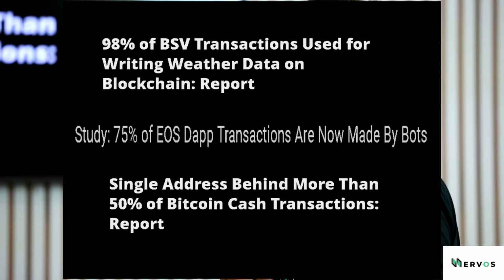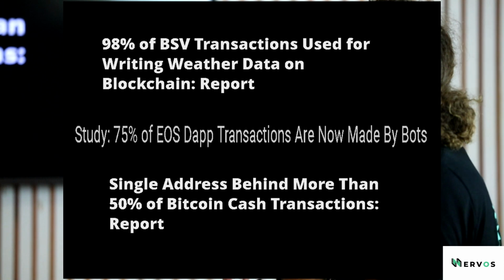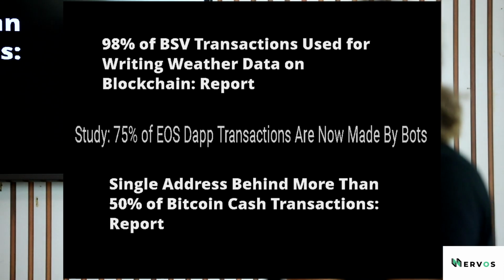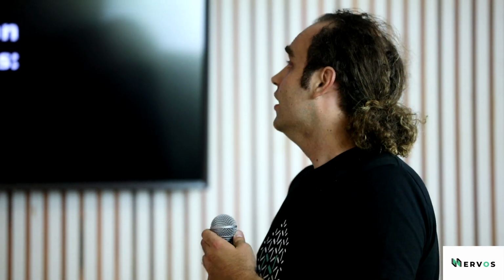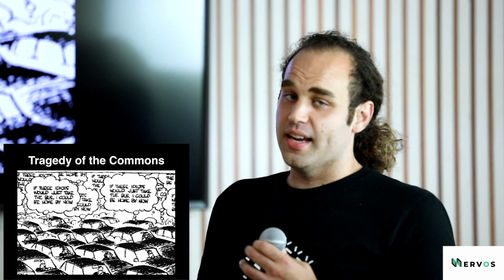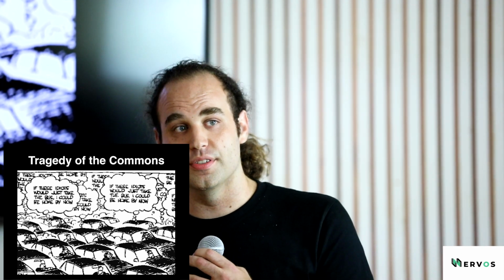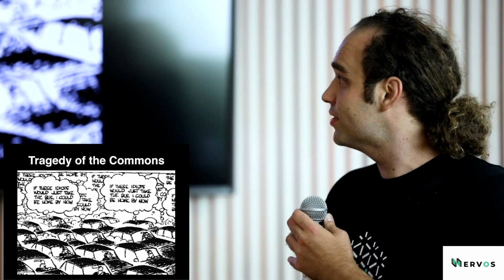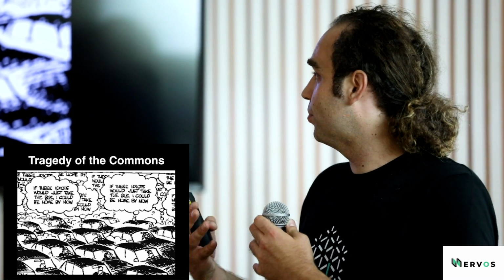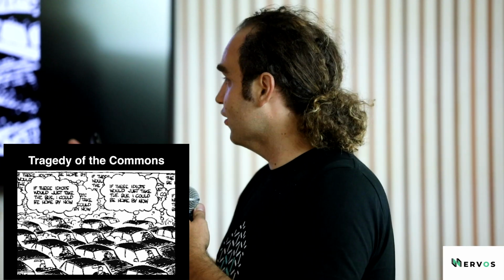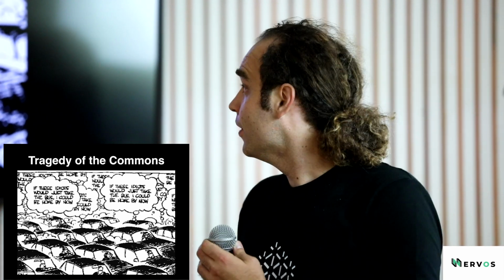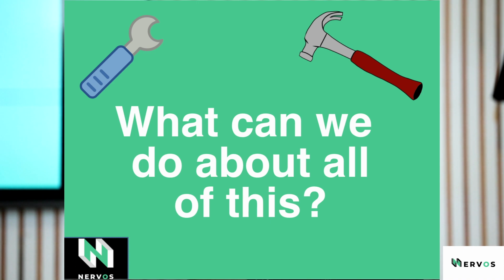Yeah, we still have these headlines, and we also have more headlines. So 98% of BSV transactions are used for writing weather data on the blockchain. 75% of EOS dApp transactions are made by bots. And why is this happening? It's because of the tragedy of the commons. The tragedy of the commons is about a public resource that gets abused if you don't have an appropriate cost for using it. Like the roads, if a lot of people are driving, the roads are going to be unusable. So what can we do about this?